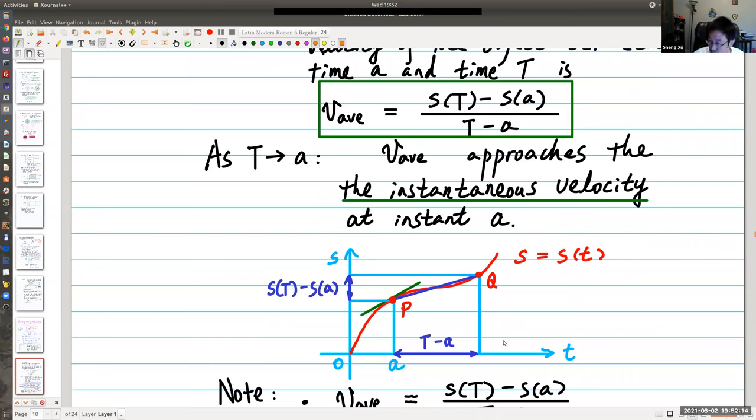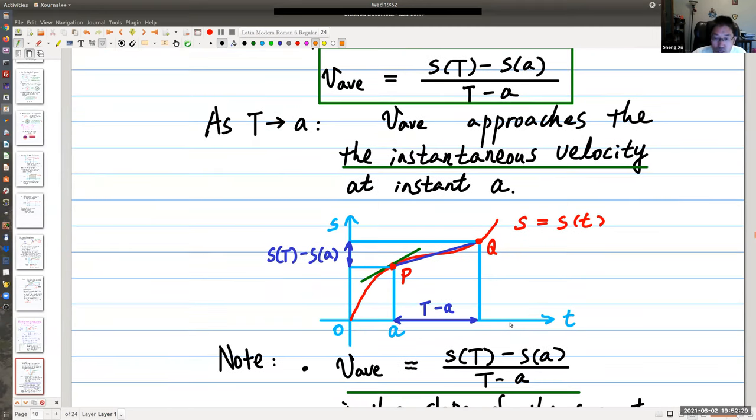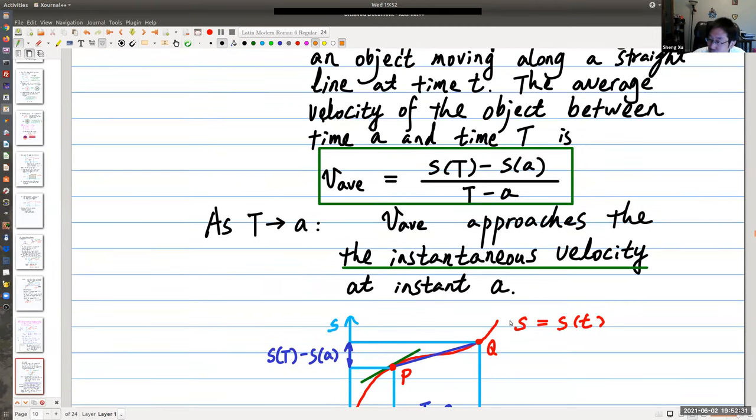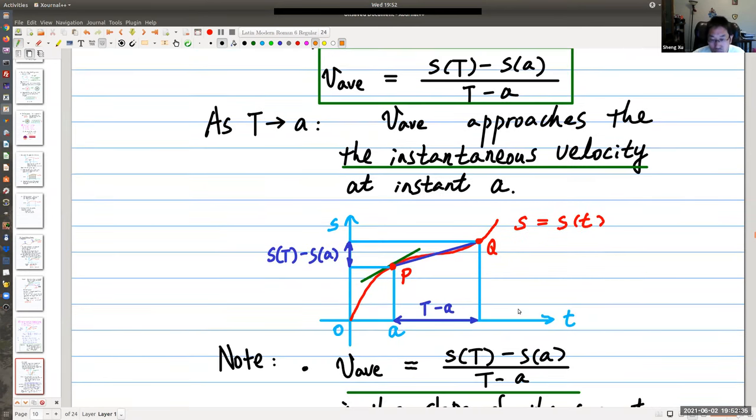Does that make sense to you? If this whole thing makes sense to you, I think you will feel easy later on when we do all these definitions about differentiation and integration. Probably some of you already recognize that this problem is related to the tangent problem. So when we say the average velocity between A and the capital T, let me write down capital T here.